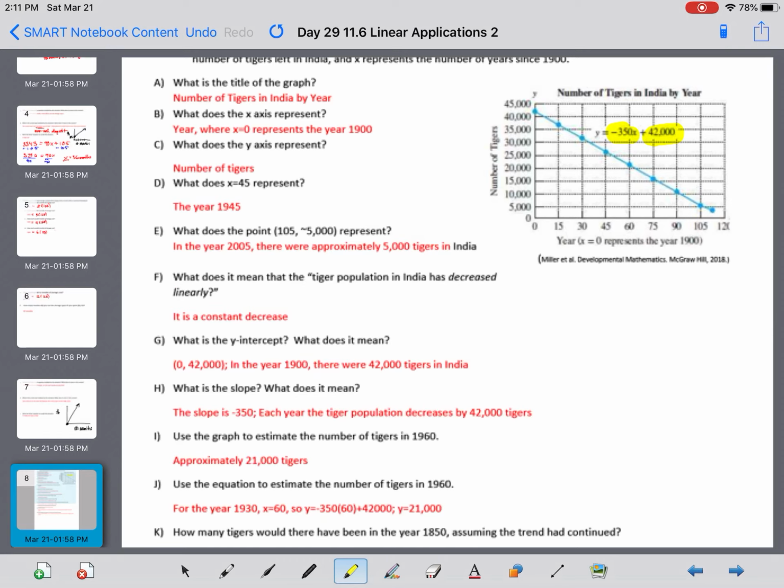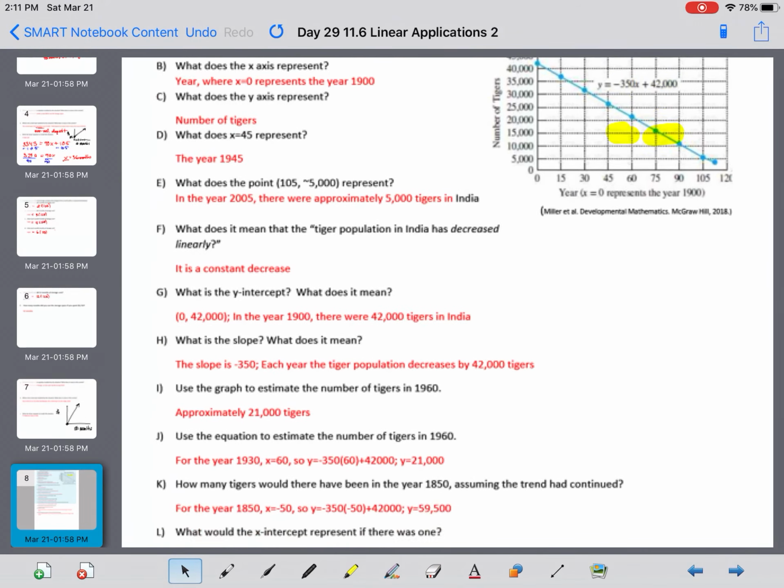So what does the slope mean? Well, the slope means that every year increase that we have, the tiger population is decreasing by 350 tigers. So definitely not a good thing. And what does the y-intercept mean in the context? Well, it means that was the number of tigers that started in the year 1900.